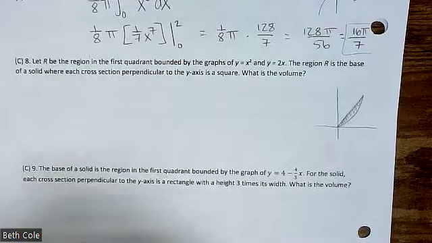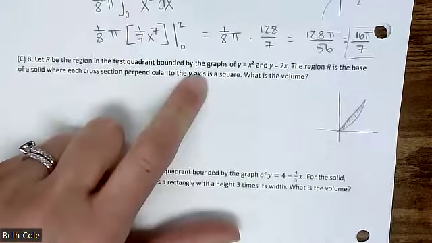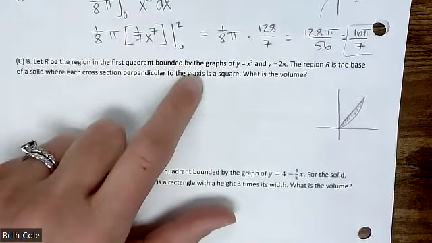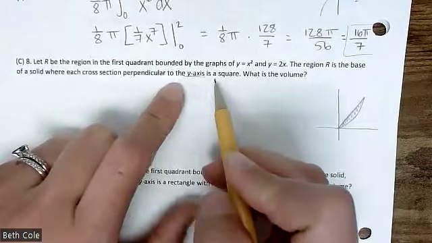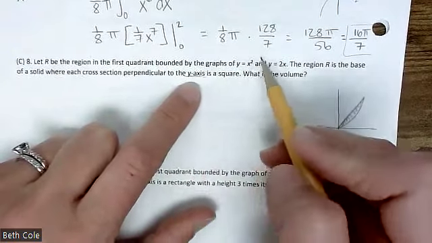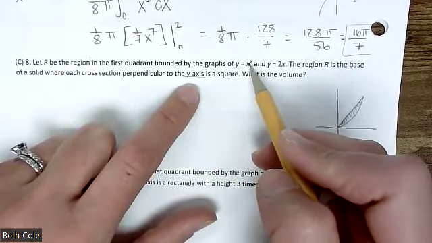Again, that took 3 seconds. That shouldn't take longer than that, just to give you a visual. Cross sections are perpendicular to the y-axis. So what I would do, as soon as I realize it's going to be dy, and it's a square, so that's good, I would immediately go and rearrange these. So get them x equals instead of y equals.